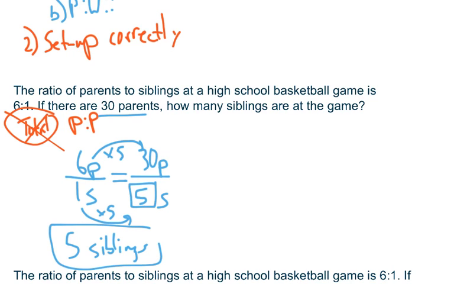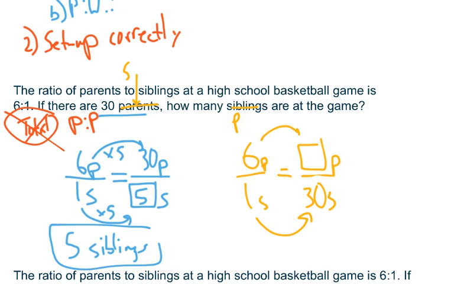Now, just to highlight it, reading is crucial, because if this got switched, and there are 30 siblings, how many parents are at the game, that changes what the proportion would look like. Now, I still have 6-1, parents to siblings, but instead of putting 30 in the numerator, I will put 30 in the denominator. Because I was told there's 30 siblings, and now I have to figure out how many parents there are. And I still play the multiplication game, but it just changes my answer, because now I'm timesing things by 30 instead of timesing things by 5. So here's where reading and setting up are crucial.